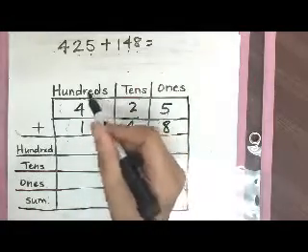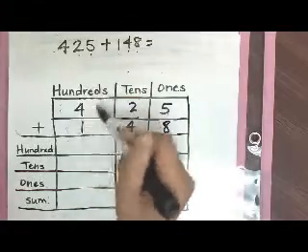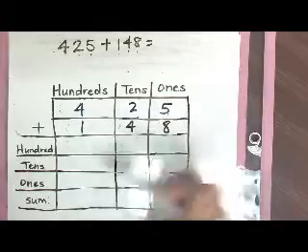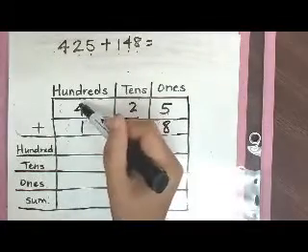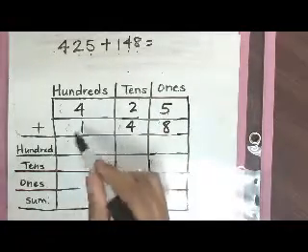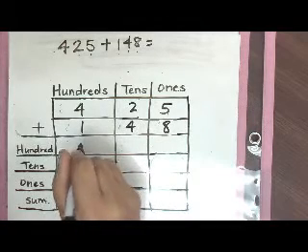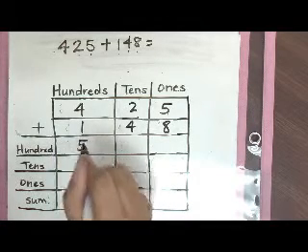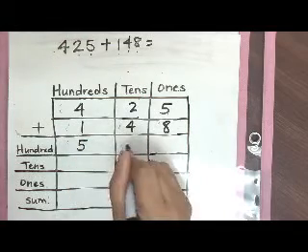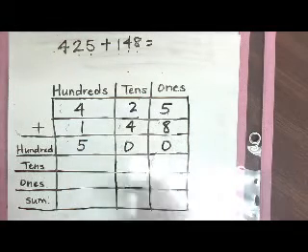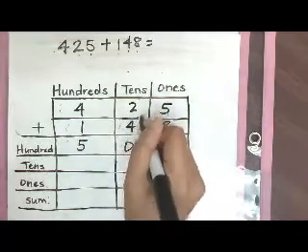Now we're going to find our value here by adding each of the place values together to get partial sums. 4 hundreds plus 1 hundred equals 5 hundreds. The value of 5 hundreds is 500. 500 has 5 hundreds, 0 tens, and 0 ones. Now we're going to move to our tens column.